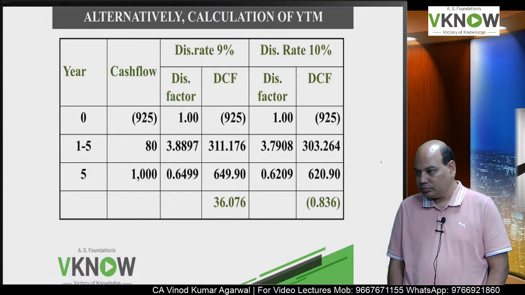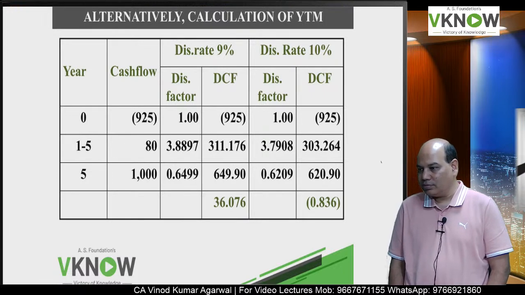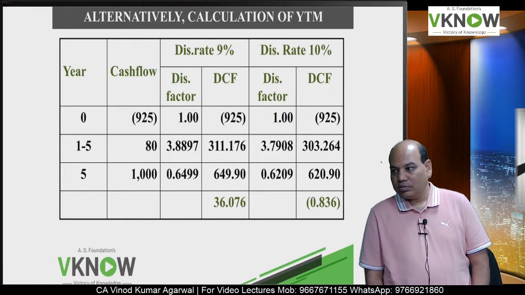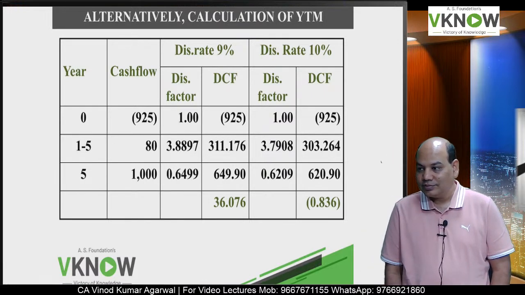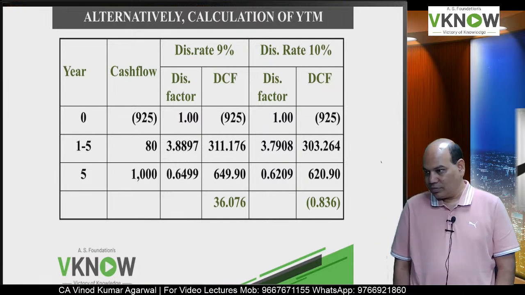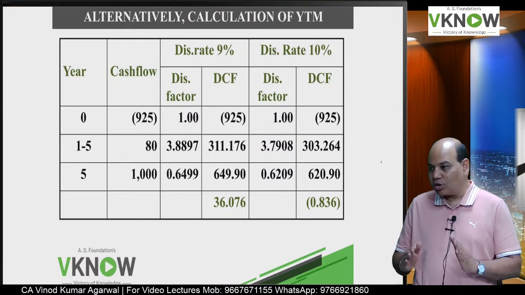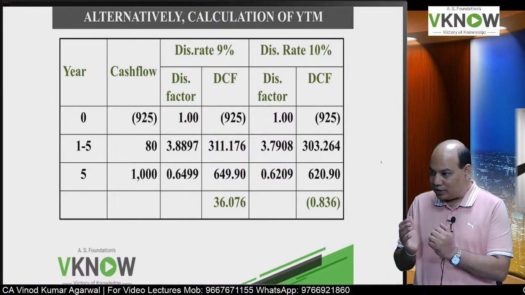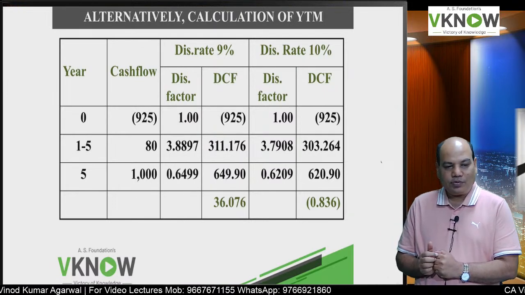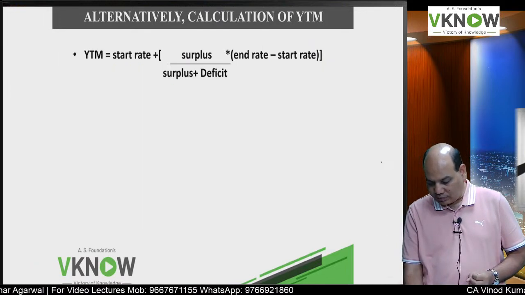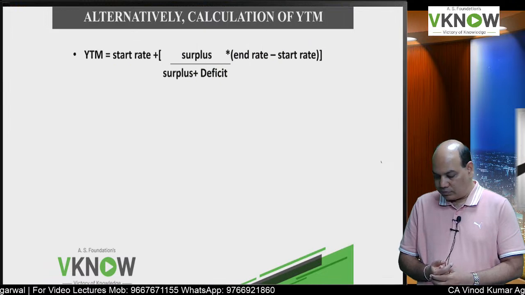Okay. One is positive, one is negative. If one is positive and one is negative, what does it indicate? That the answer is between 9 and 10. It is more than 9, but it is less than 10. So therefore we have to apply a formula to get the answer.